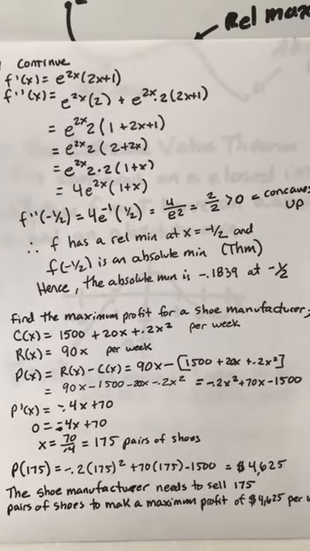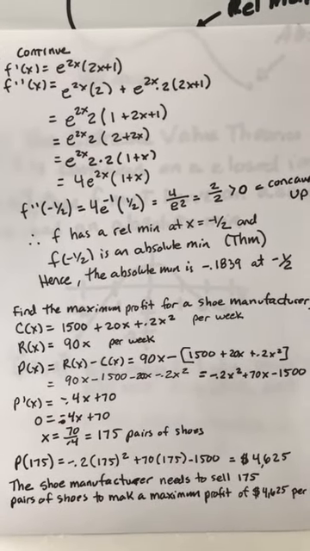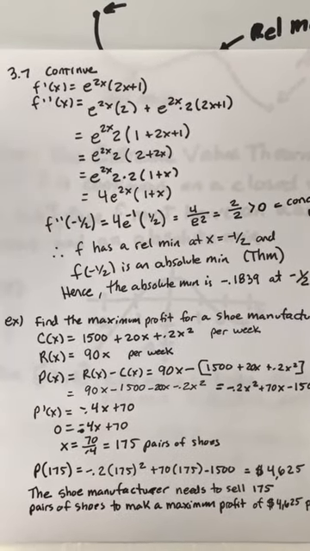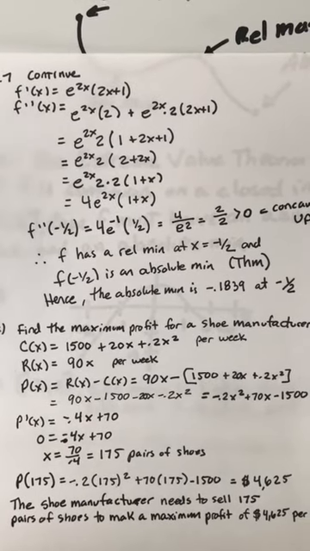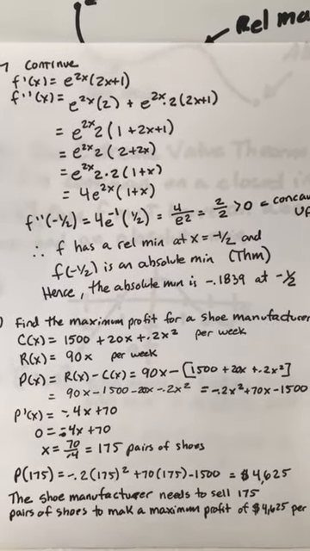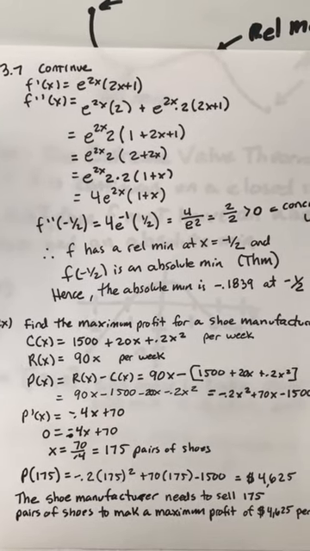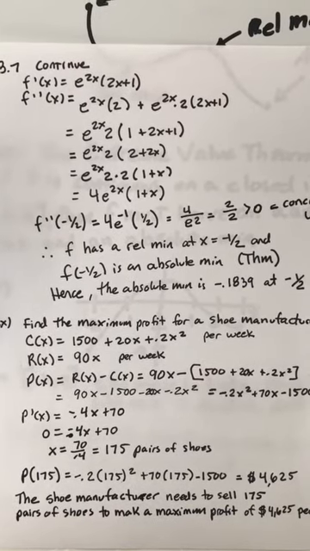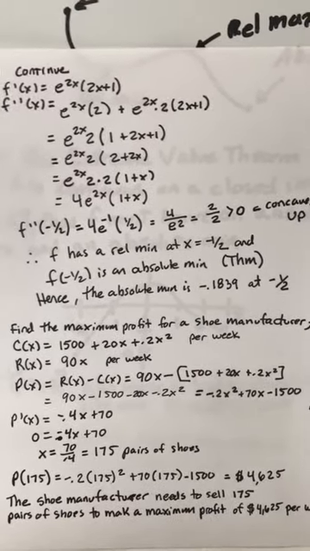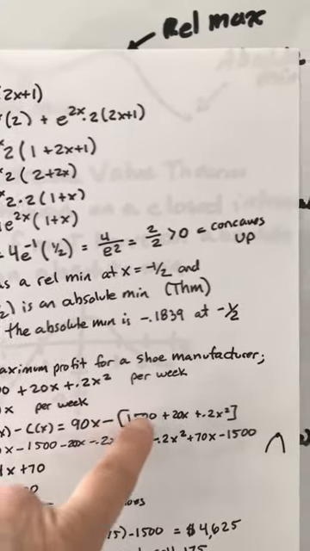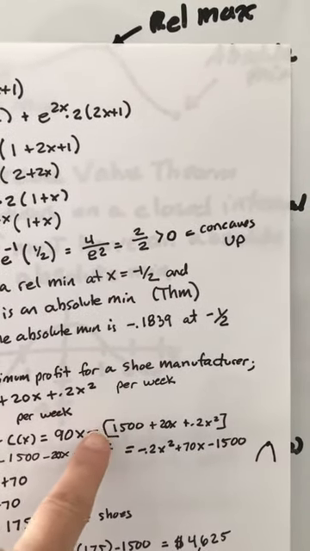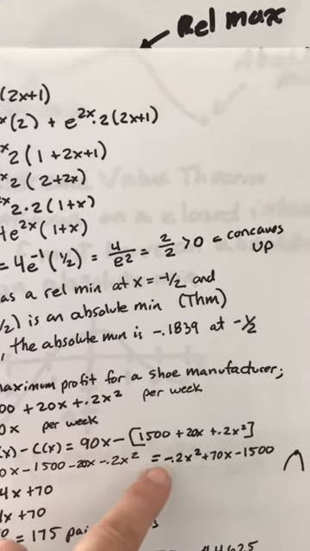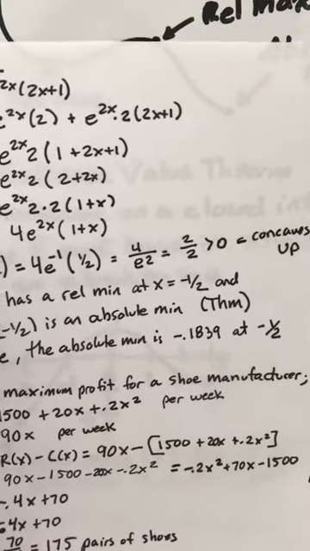Okay, let's do our last problem here. Find the maximum profit for a shoe manufacturer, where the cost function is 1500 plus 20x plus 0.2x squared per week, and the revenue function is R of x equals 90x per week. The profit function is the revenue function minus the cost function. Don't forget, when you have this negative, you need brackets because you have to distribute it. So here it is where we've distributed the negative, and then we put the x squared in the front and work from there.